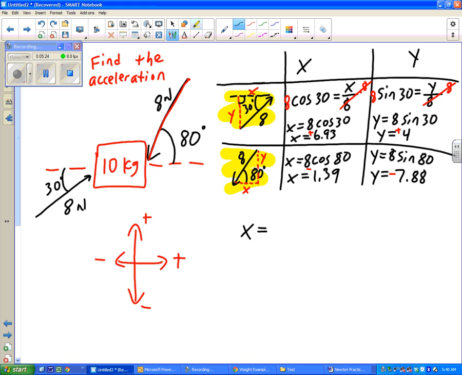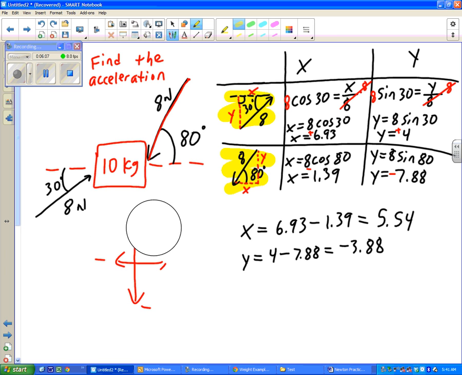So my x is 6.93 minus 1.39 because of the minus. And my y part, I'm going to add my y's together. I have 4 minus 7.88. I'm going to put those into the calculator. I get 5.54 and negative 3.88. So what I just solved was the x portion and the y portion of my answer.